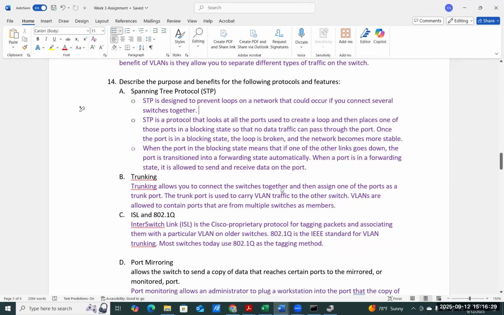ISL and 802.1Q. This is known as Inter-Switch Link for ISL, and this is specifically for Cisco technology. Okay. Now, as you know, there are many companies that create switches these days, not just Cisco. But the majority that you see might use Cisco products. So ISL is specifically for Cisco, and it is used for tagging packets that are associated with the VLAN.